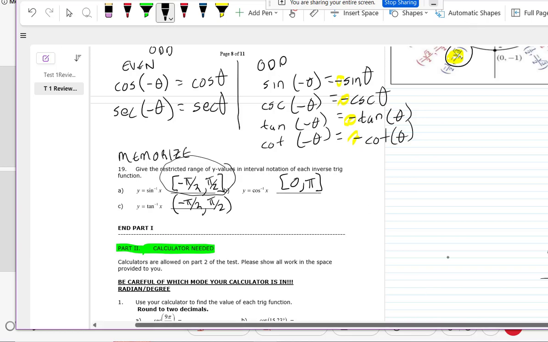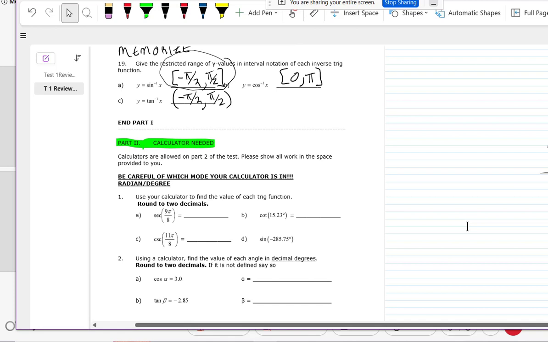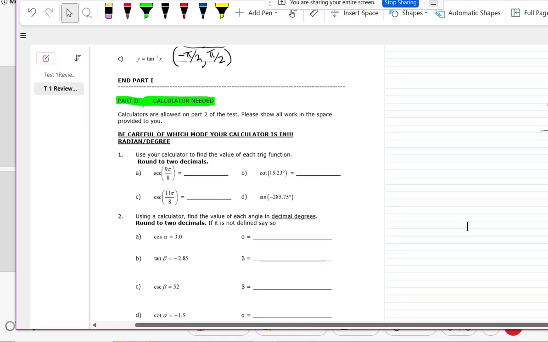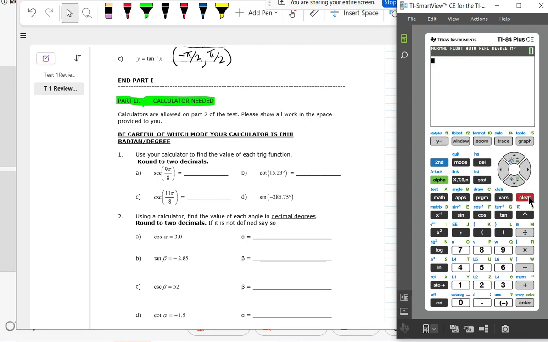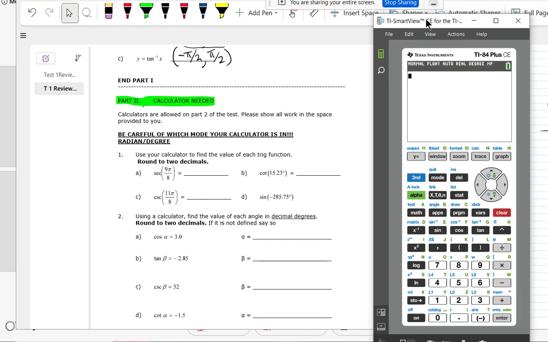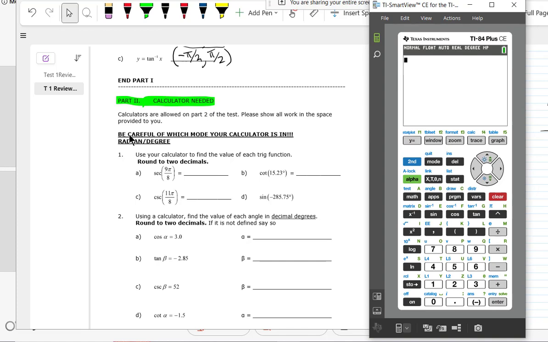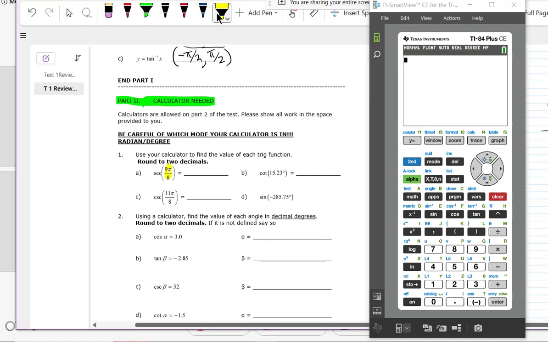So the second part of your test, you're going to be showing me that you know how to use your calculator. The second part of the test is quite a bit shorter. The number one thing when you're working with your calculator is to make sure that you know what mode you're in. These two problems here are in radians. These two here are in degrees. The only time you're in degrees is if I give you a degree symbol. If I don't give you a degree symbol, you're in radians.